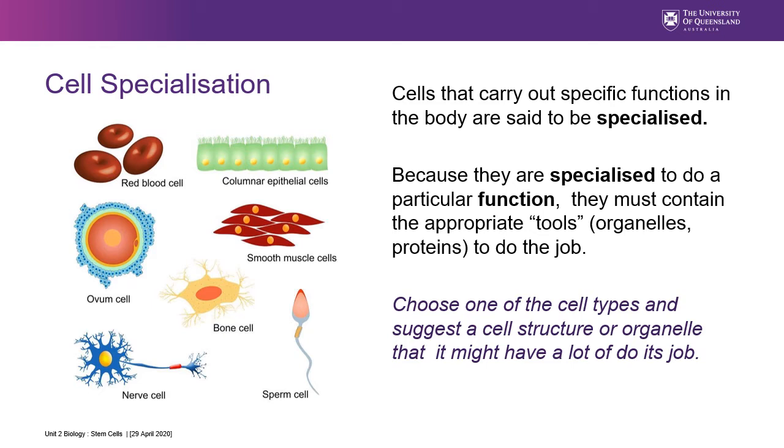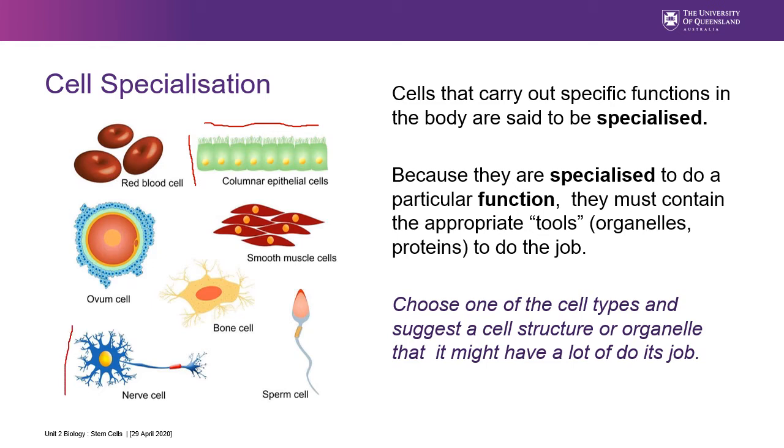Take a moment to look at one of the cell types in the picture and suggest a cell structure or organelle that it might have a lot of in order to do its job. An example of a specialized cell here is columnar epithelial cells, these ones here. They are cells that line the digestive tract and secrete digestive enzymes into, for example, the small intestine. They would have a fair amount of the Golgi body, also known as the Golgi apparatus. This is the membranous organelle that helps secrete proteins out of cells.